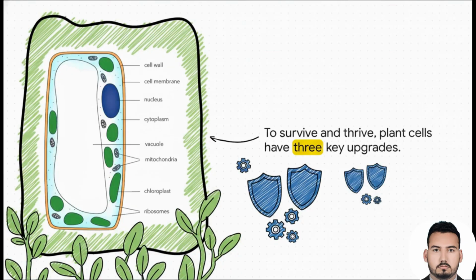Just look at the plant cell again. You can see it, can't you? It's not just a squishy blob like an animal cell. It's got structure, a proper shape. And that's all down to 3 game-changing additions, each one perfectly designed for life as a plant.